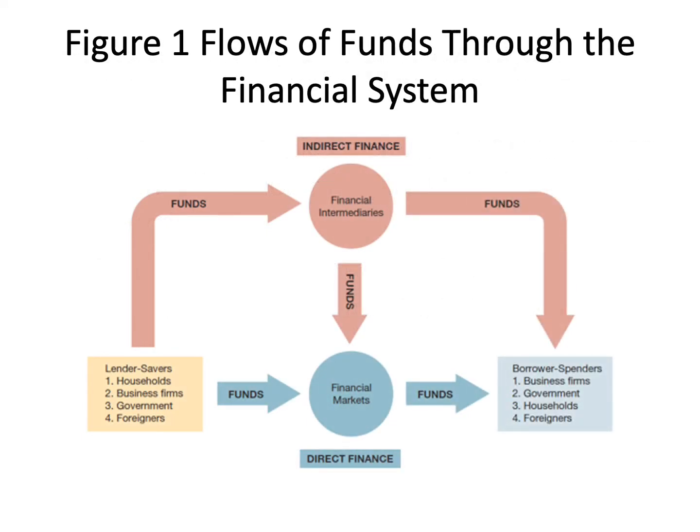Let's look at the flow of funds through the financial system. Flow of funds can either come from indirect finance, through financial intermediaries, and the funds then go to financial markets, or through direct finance into financial markets. And we have lenders, savers, households, business firms, government and the foreign sector, and obviously borrowers and spenders are also business firms, government, households and the foreign sector.